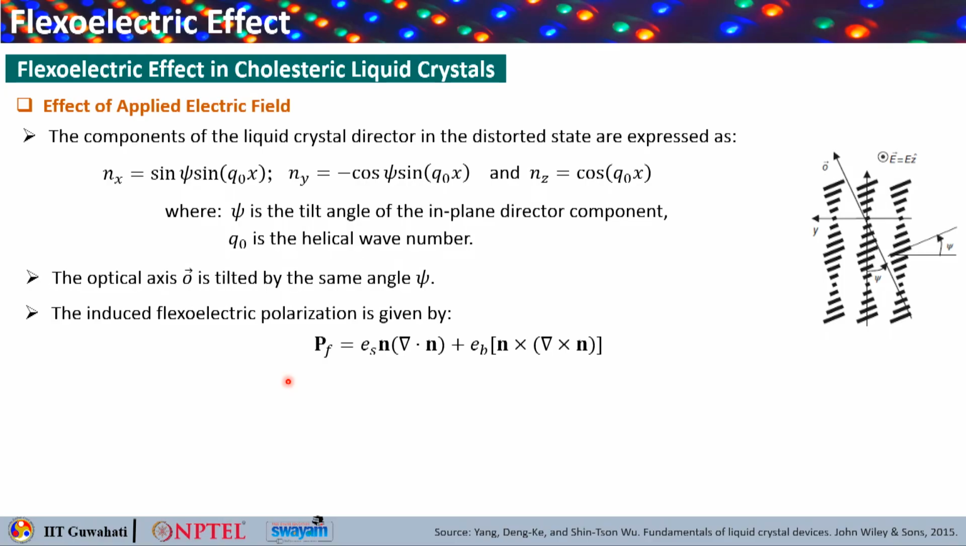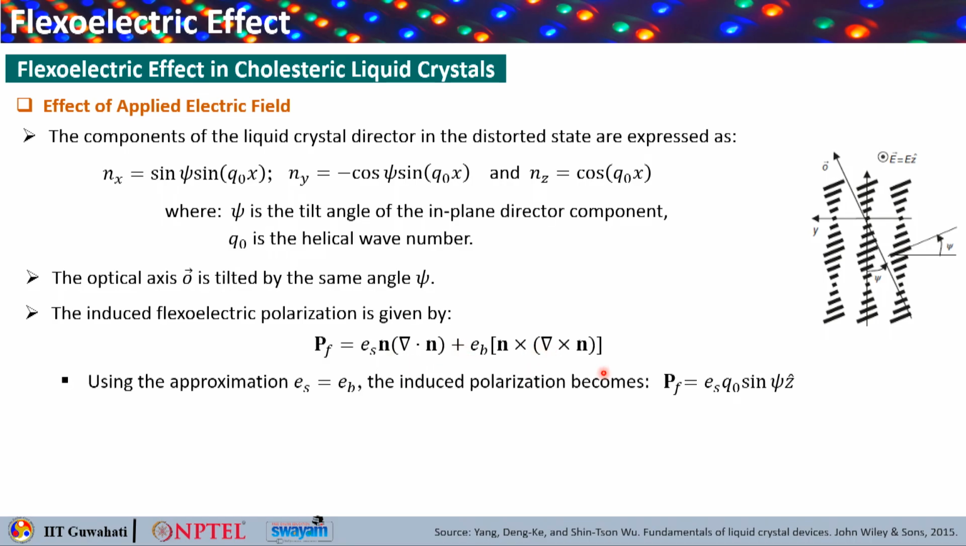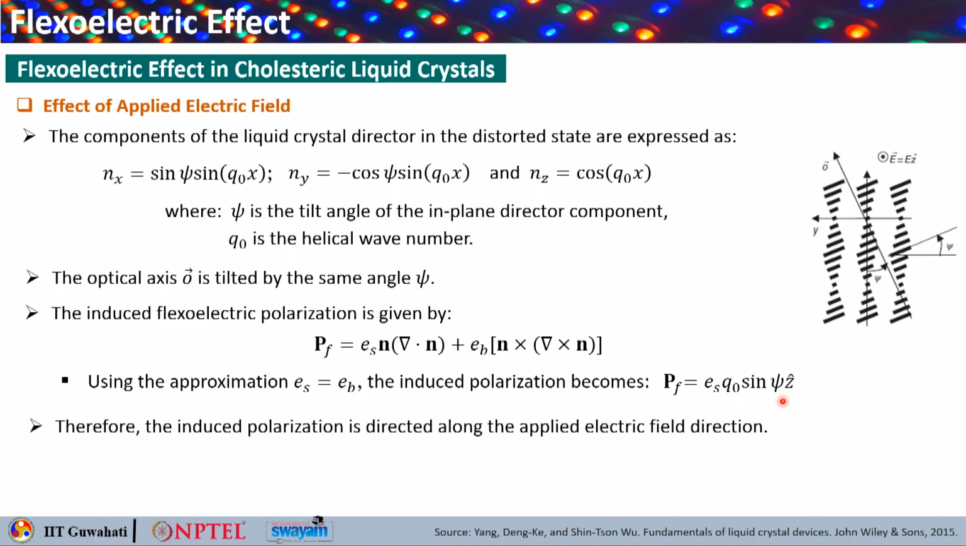So, in this case you can write the induced flexoelectric polarization as Pf equals Es n divergence of n plus Eb n cross curl of n. So, this equation we have already seen earlier. Here you can use the approximation that Es and Eb are equal, and in that case the induced polarization becomes Pf equals Es q naught sin psi z.